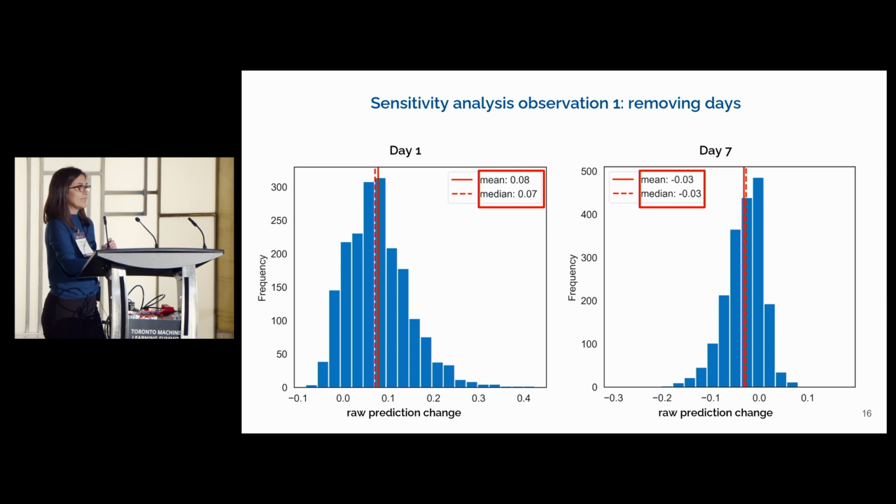But when we looked at day 7, and when we removed day 7, we saw that on average, the model prediction goes, the probability goes down, meaning that the risk goes down. So the model thinks that the person is healthier if we remove day 7, which is not intuitive. So this showed us that the model behavior with respect to different days is different. And also the model behavior does not always align with our expectation.